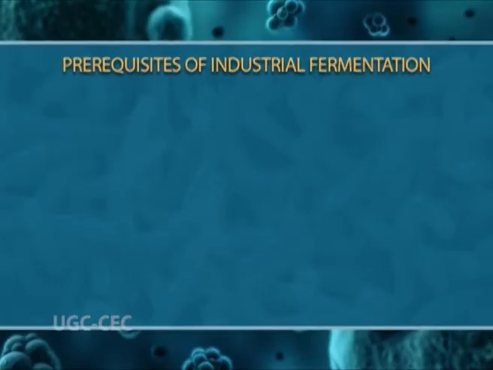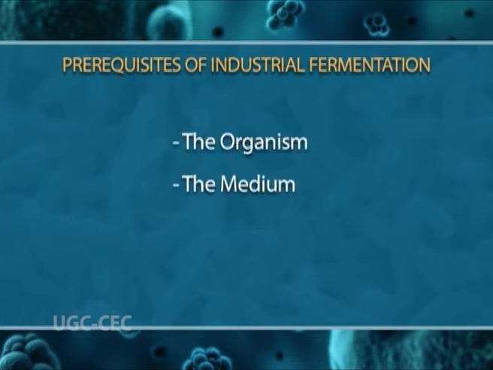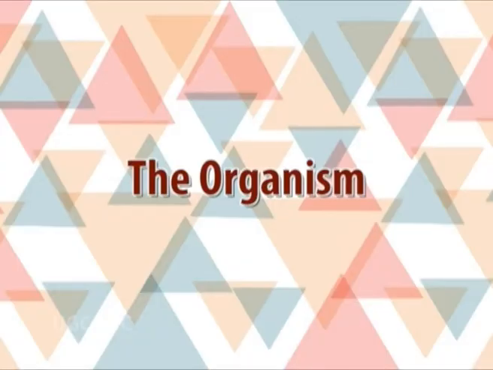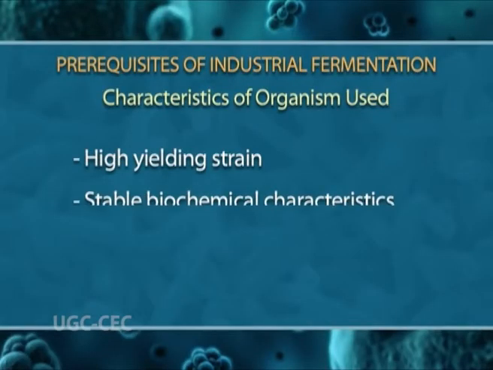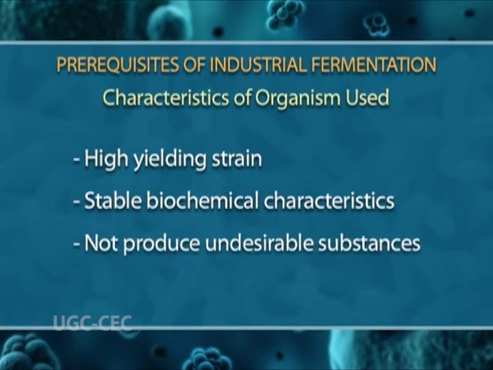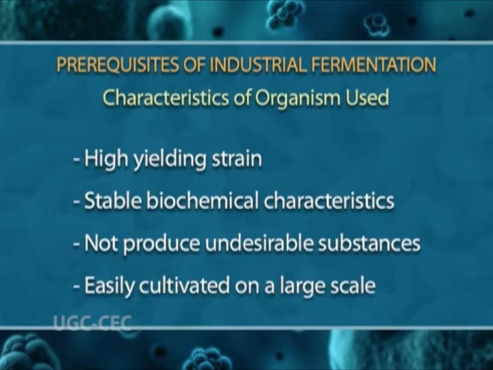Industrial fermentation involves A. the organism, B. the medium, C. the equipment. The organism used for industrial fermentations should have some characteristics: it should be a high yielding strain, it should have stable biochemical characteristics, it should not produce undesirable substances, and it should be easily cultivated on a large scale.